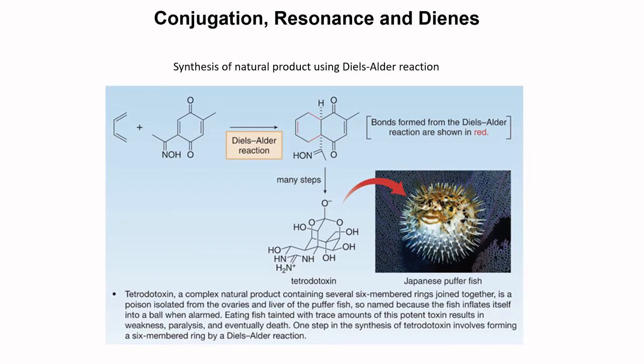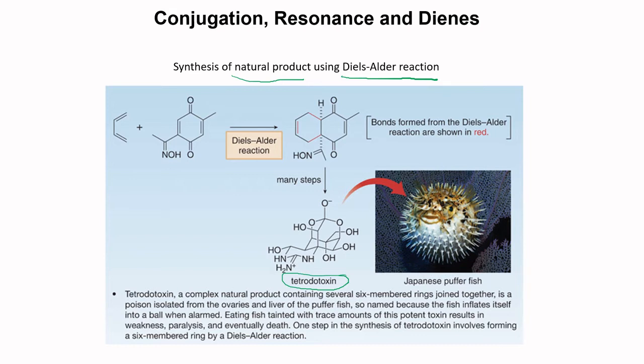One of the most important Diels-Alder reactions in nature is the formation of tetrodotoxin, which is a famous toxin produced by the pufferfish. Tetrodotoxin is a complex natural product which contains several joined six-membered rings, and it is a poison which can be isolated from the ovary and liver of the pufferfish.